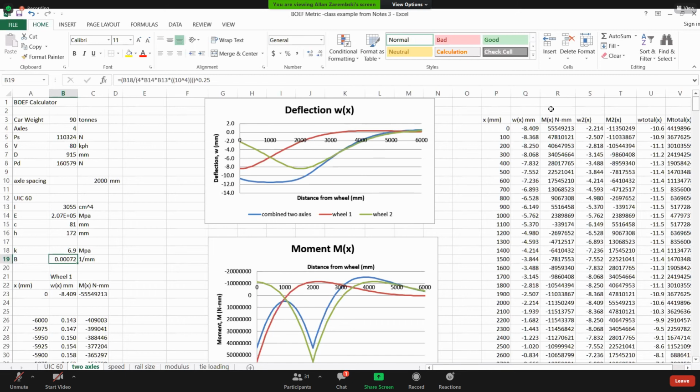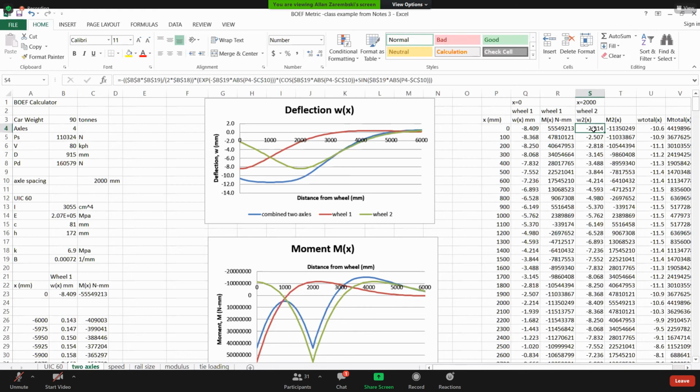So if I come back over here, this is wheel 1, which we already did. So x equals 0 for wheel 1. But now I've added wheel 2, and I've added it 2,000 millimeters away from wheel 1. So how do I solve that?